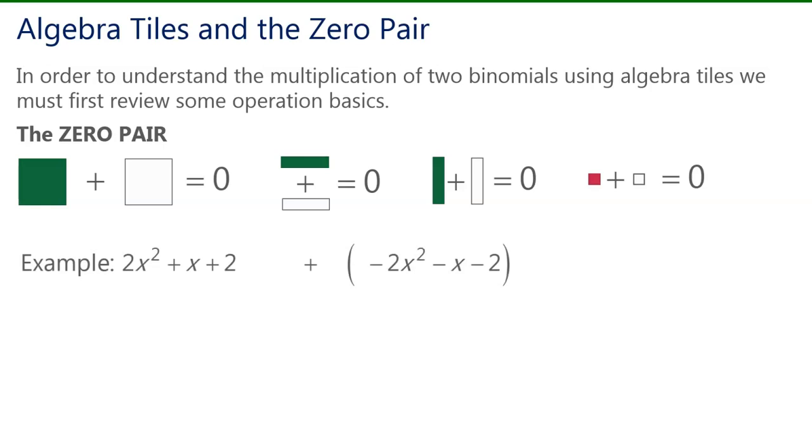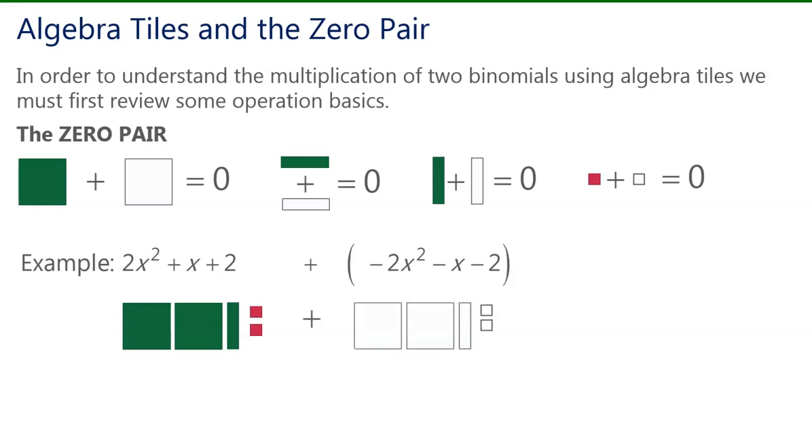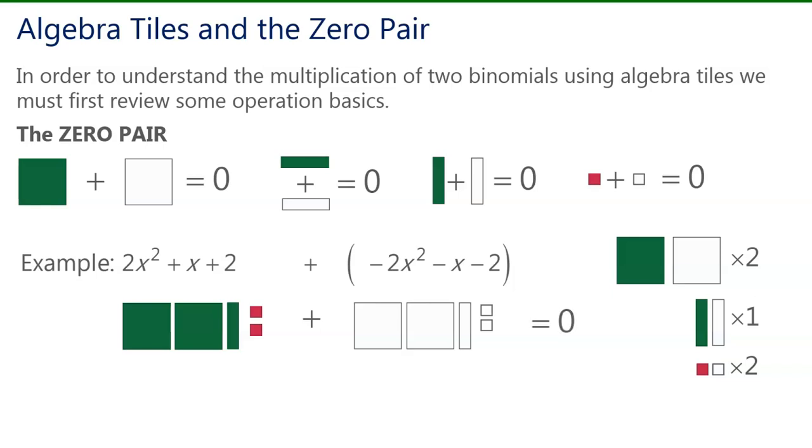Here's an example. 2x squared plus x plus 2 plus negative 2x squared subtract x subtract 2. Here's 2x squared plus x plus 2. Here's negative 2x squared subtract x minus 2. We have two zero pairs for the x squared tiles. We have one zero pair for the x tiles. And we have two zero pairs for the 1 tiles. Our answer here is 0. So 2x squared plus x plus 2 plus negative 2x squared subtract x subtract 2 is 0.